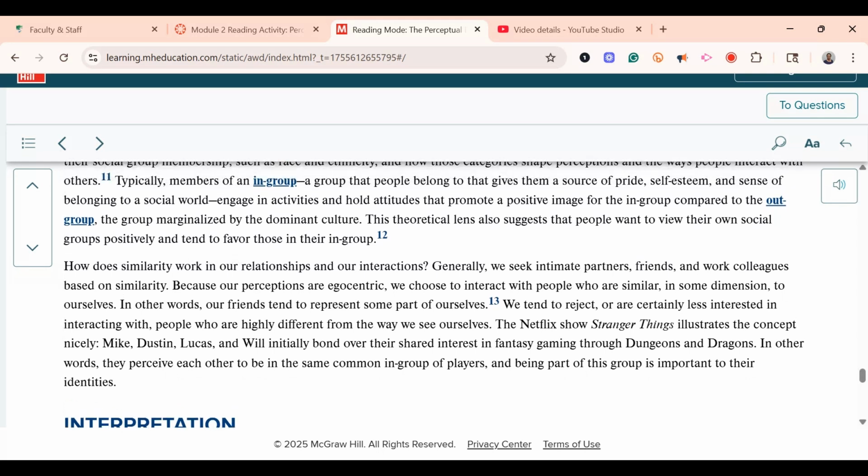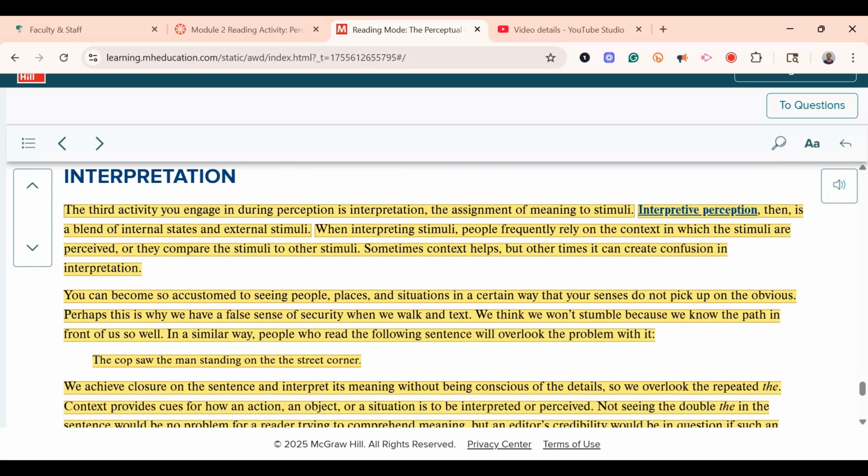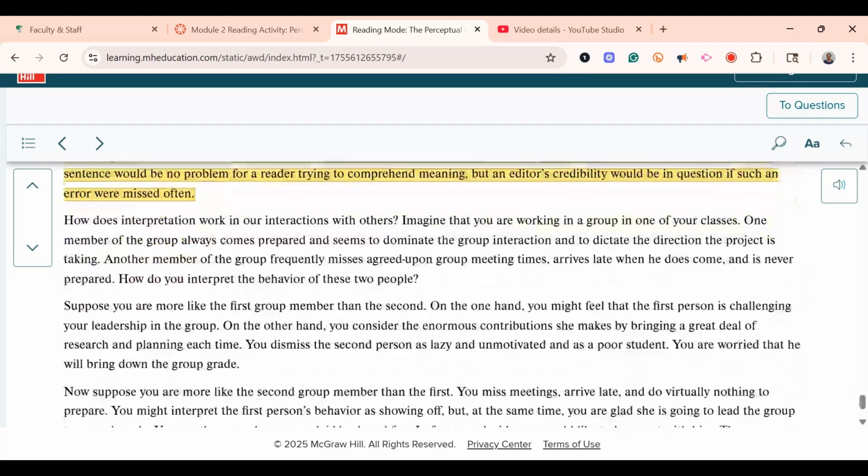And we tend to perceive people and things based on our likes, our dislikes, what our group of friends like, etc., etc. Then we have interpretive perception. And this is where we blend the internal and the external.